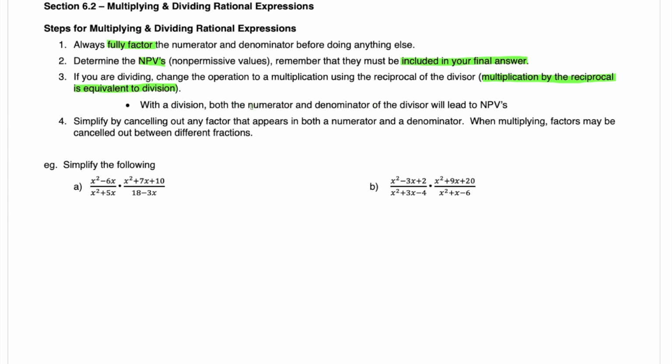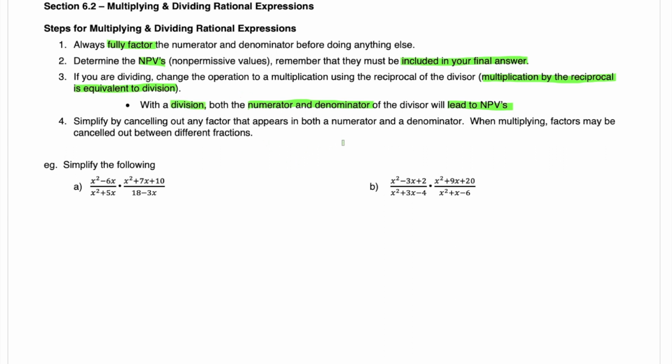Now one extra thing with division, and we'll look at this when we do a couple of examples. For the divisor, both the numerator and the denominator are going to be a place for non-permissible values, and so we will have one extra term to look for non-permissible values when we do division. It doesn't apply to multiplication, but it will for division.